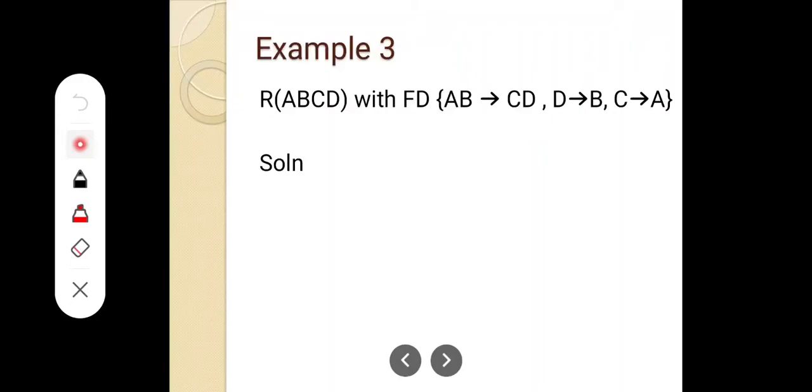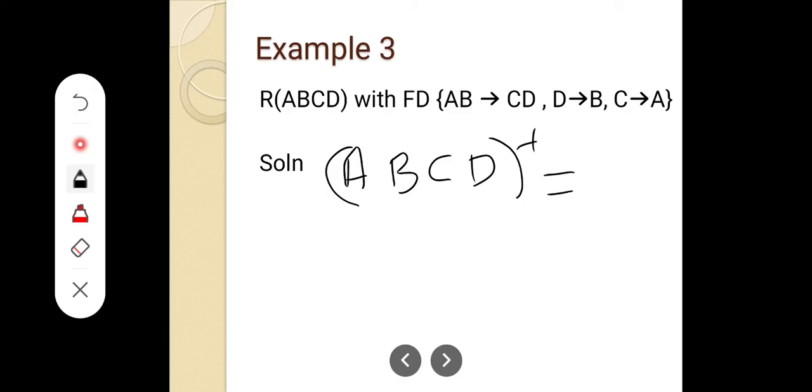Now we will work out one more example for finding the candidate key. The question they have given is relation ABCD with this functional dependency, and from this we have to find the candidate key. How to find? The first process is to take the super key. So we will take the closure of ABCD. ABCD closure equals ABCD.